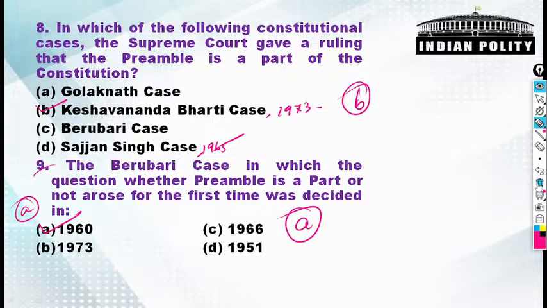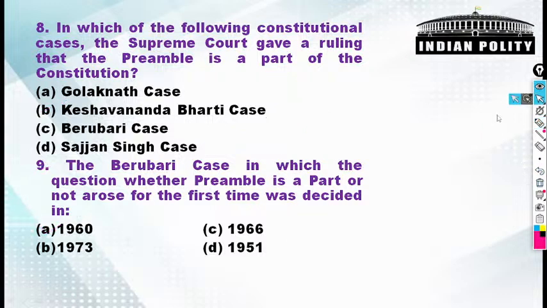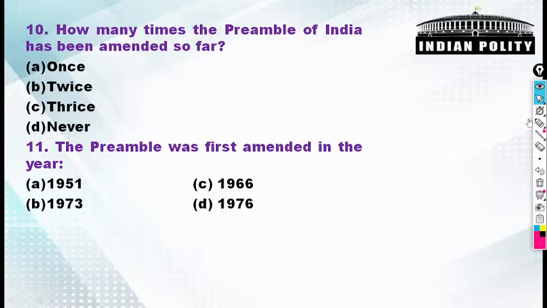Next is, how many times has the preamble of the Indian Constitution been amended so far? Once, by the 42nd Constitutional Amendment Act 1976. The preamble was first amended in the year 1973. 1976, sir. 1976, by the 42nd.